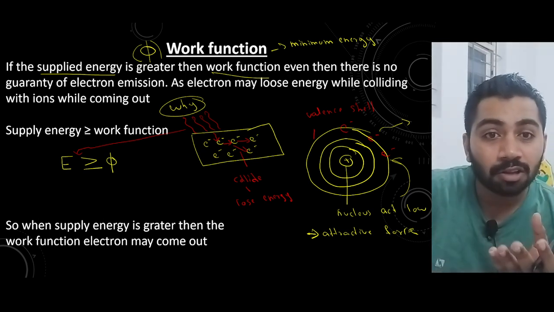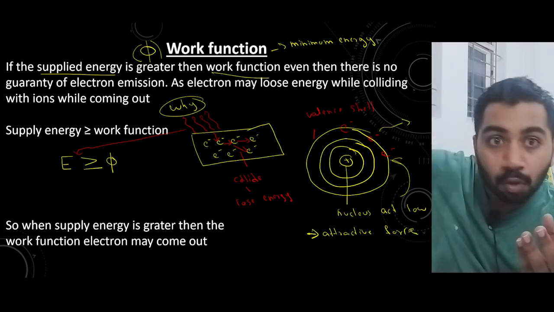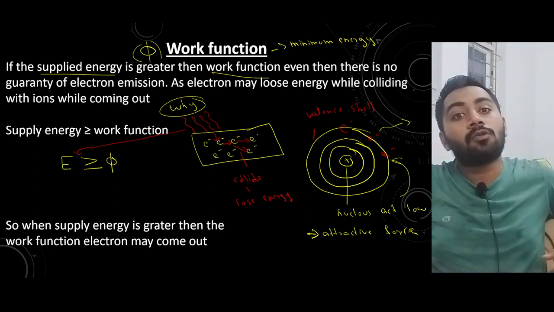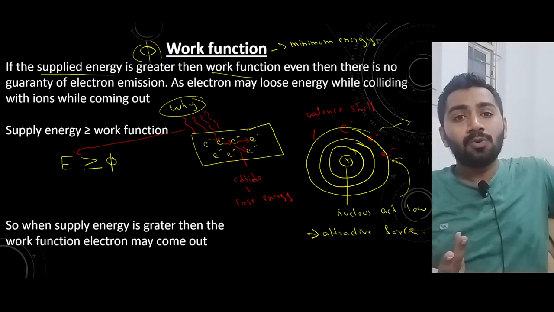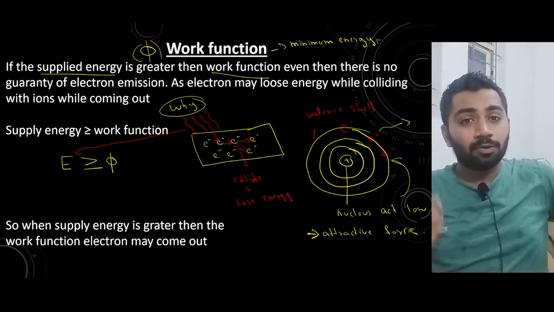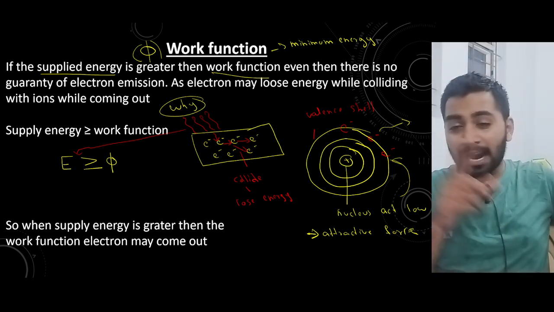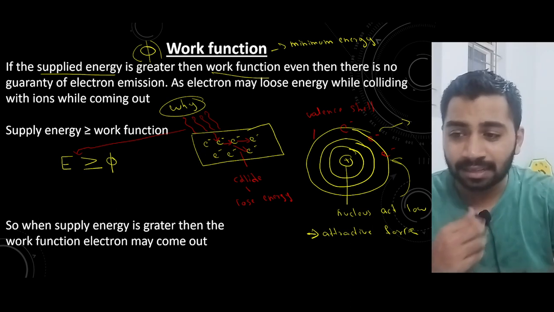Now, we saw that there is some energy we need to remove the outer electron. But even if we apply that energy, there is no guarantee that the electron will come out. Sir, then what to do? How to do? Nothing to do. Just take your book, start reading. That's all. You will understand everything.